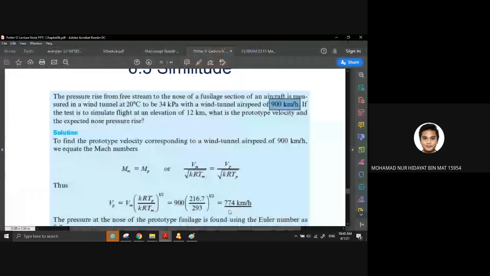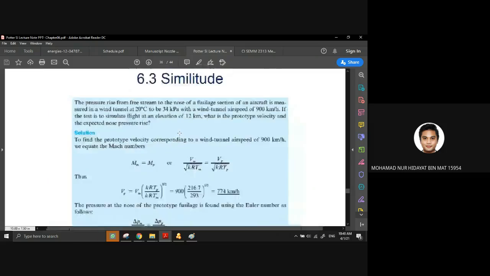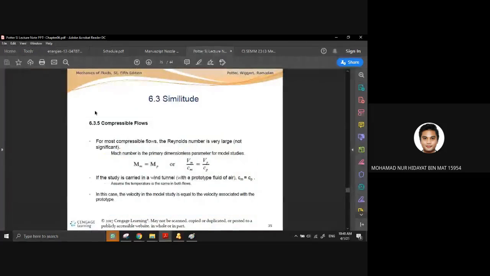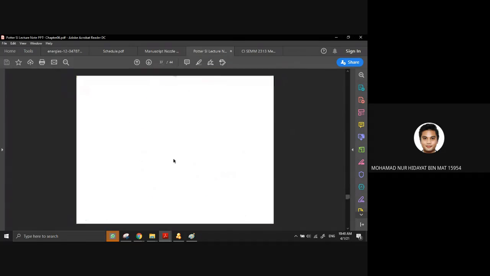So in this case, you can see the wind tunnel speed is 900 kilometers per hour, which is very, very high. So high velocity will give a high Reynolds number. So this is the case of compressible flow. Most compressible flow Reynolds numbers are very large and not significant, so we can use the compressibility parameter, the Mach number.